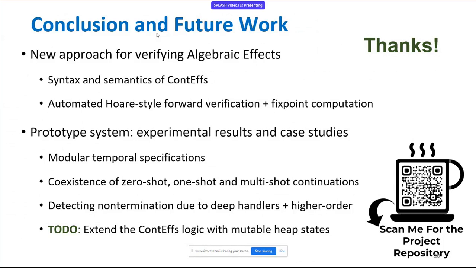So I think what is new is the coexistence of the flexibility, right? The coexistence of zero-shot, single-shot, and multi-shot continuations. In general, I guess the same thing would apply with higher-order functions.